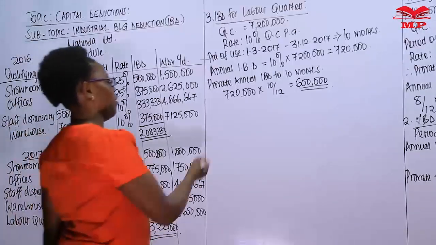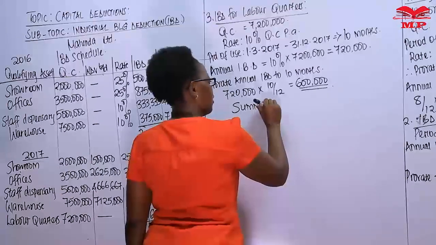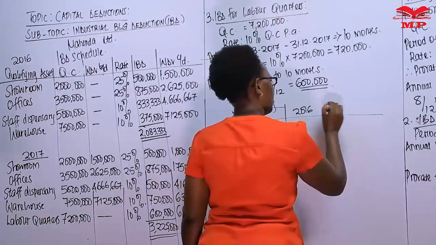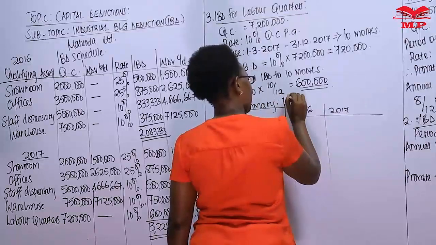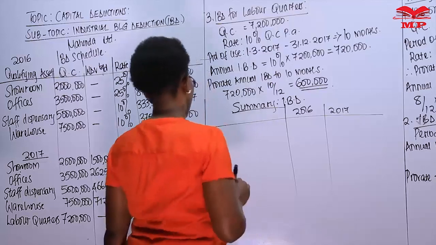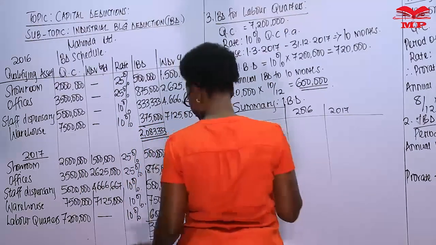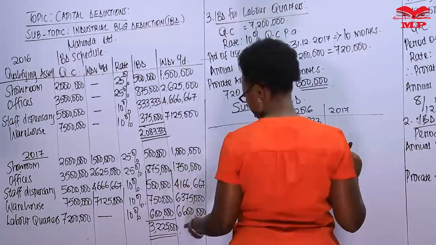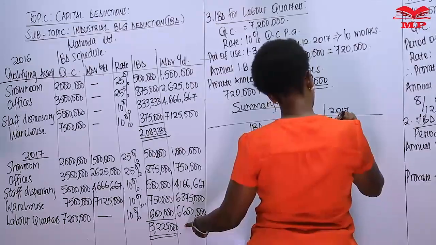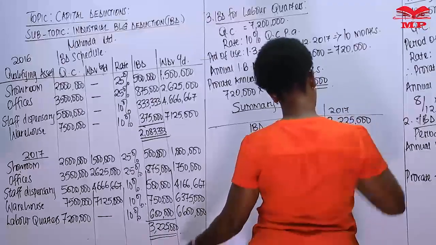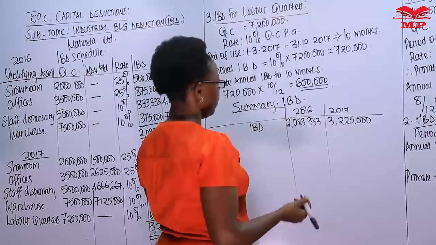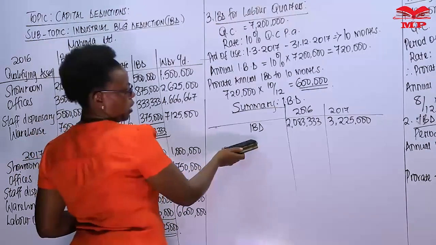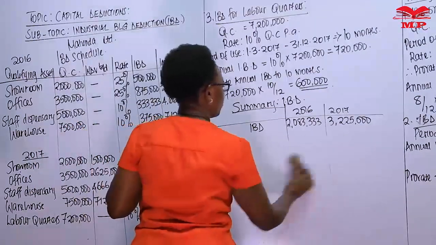We are now going to have a summary of the two IBDs. So summary is that you have 2 years. You have 2016 and you have 2017. This is summary of IBD, very important. So you have 2016 IBD is this amount, 2,083,333. 2017, 3,225,000. So this is where now you'll have others. If you put it in the context of a question, you will treat this as an allowable expenditure. So that is what you will have.